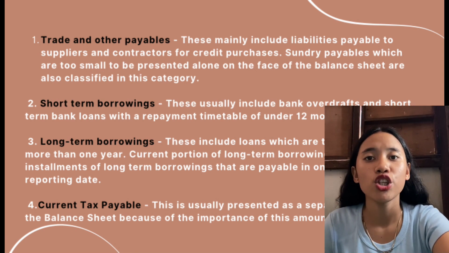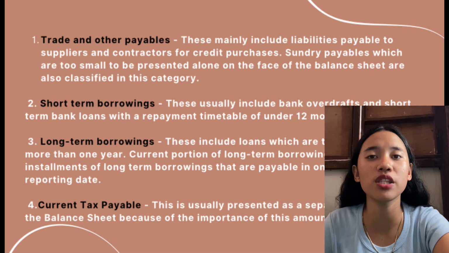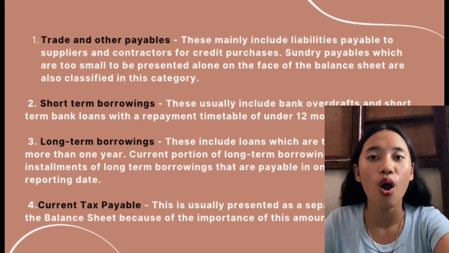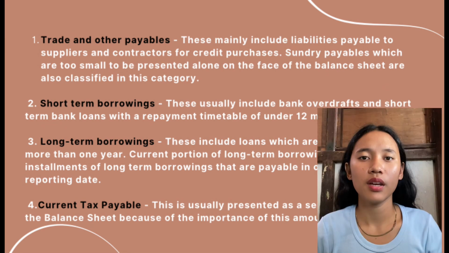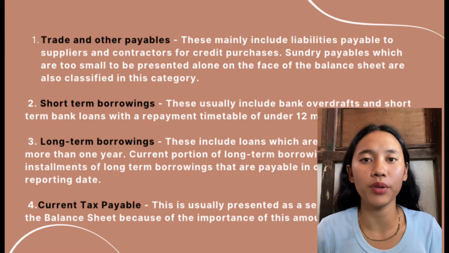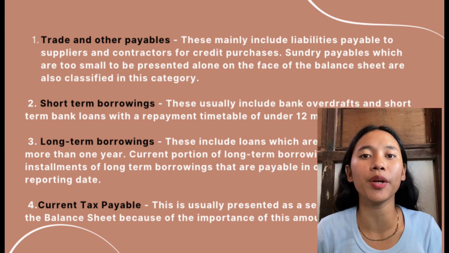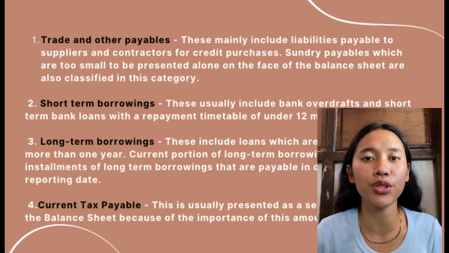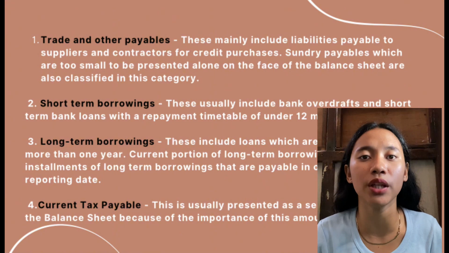Number two, short-term borrowings. These are debts that need to be repaid within 1 year, such as bank overdrafts or short-term loans. Number three, long-term borrowings. These are debts that are due to be repaid over a period longer than 1 year, such as the principal portion of the long-term bank loans payable beyond the next year.